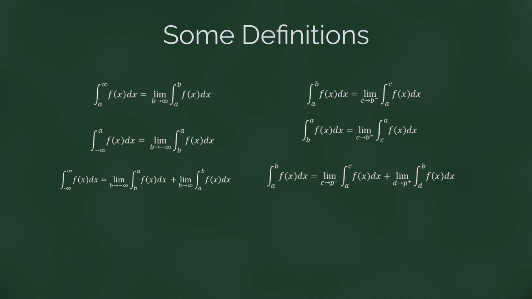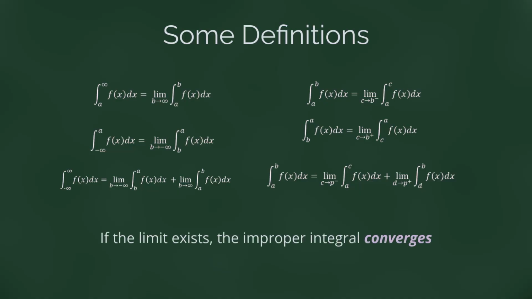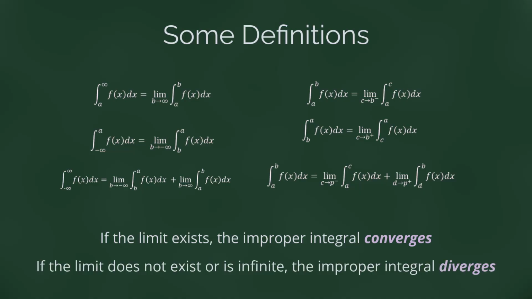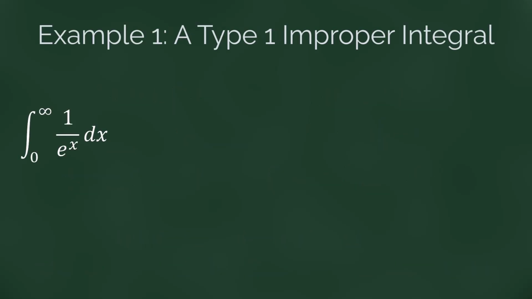With these 6 different definitions in terms of limits, we have 2 final definitions before we look at some examples. If the limit exists, then we're going to say that the improper integral converges. But if the limit fails to exist or is infinite, either positive or negative infinity, then we're going to say that the improper integral diverges.